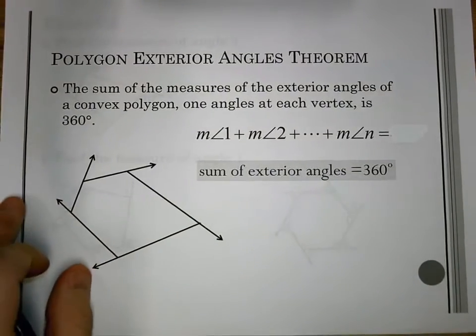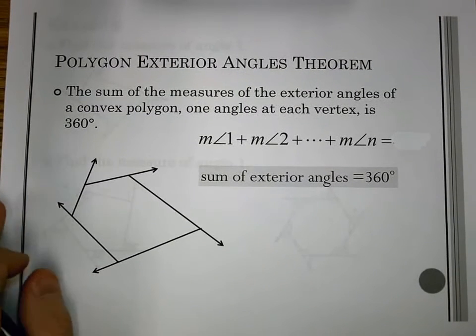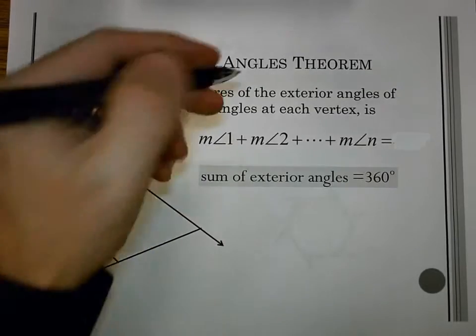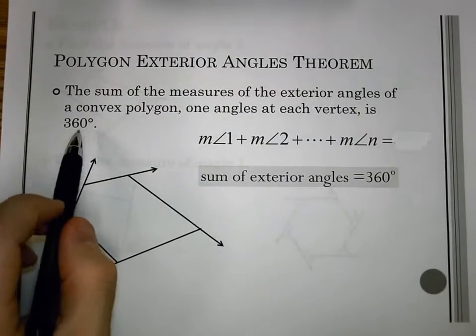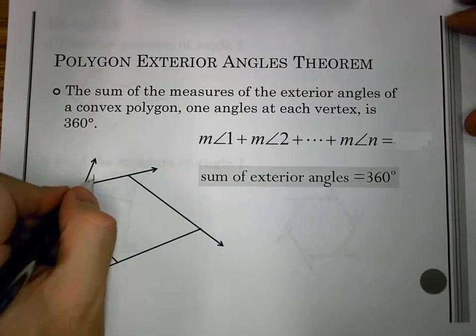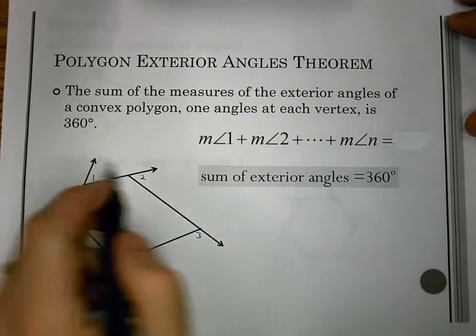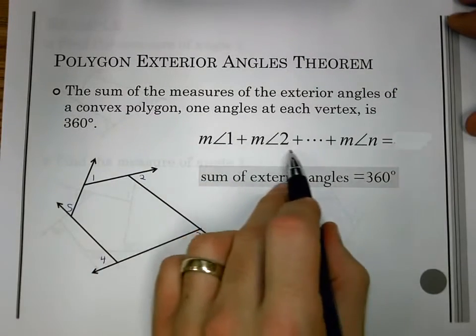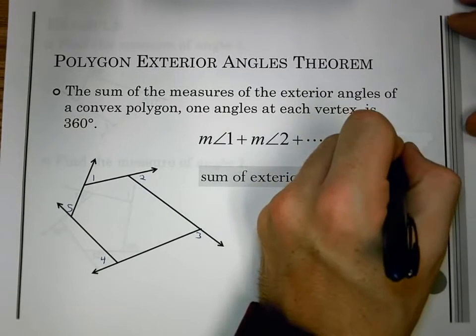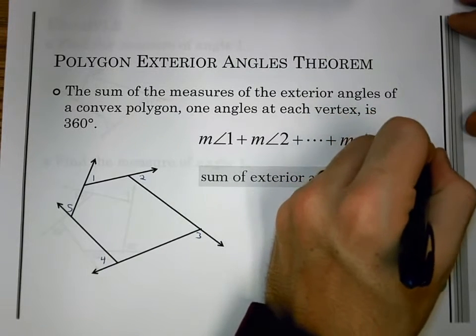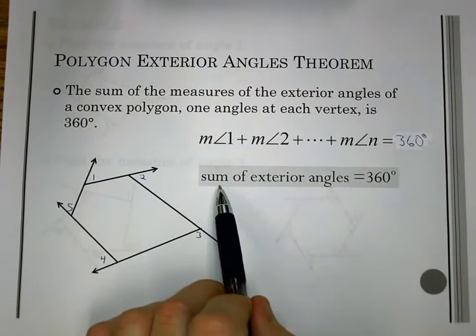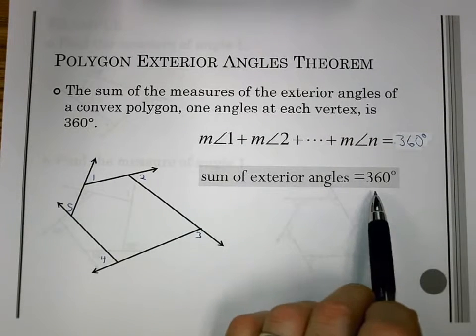So now the sum of the measures of the exterior angles of a convex polygon, so still convex, and that's with one angle at each vertex, is 360 degrees. So now I have angle 1, 2, 3, 4, 5. And this time, when I add them all together and go up to angle 5, I'm told it's 360 degrees. So we sum it up. The sum of the exterior angles is 360 degrees.